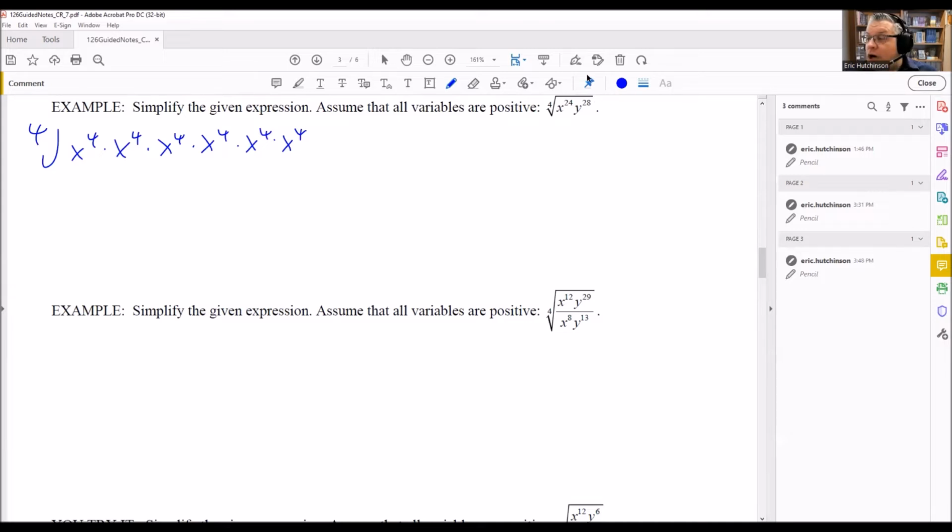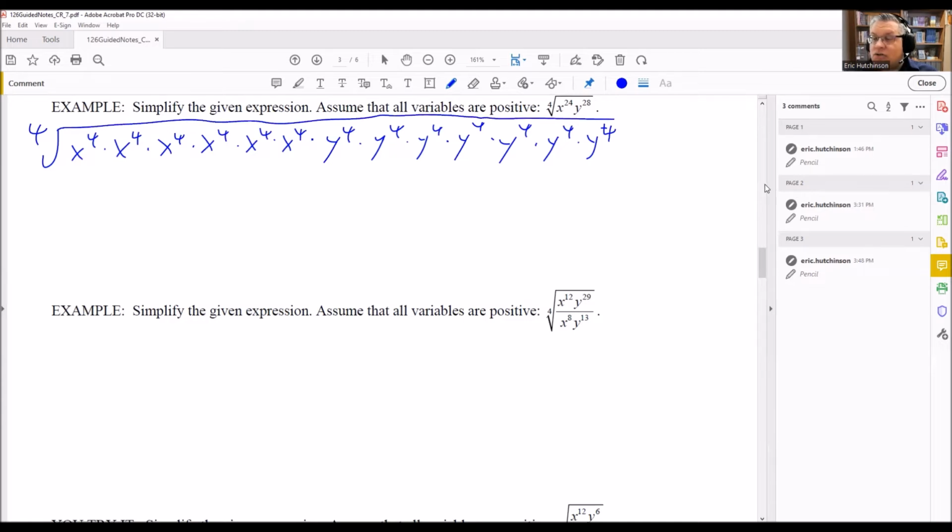I'm going to do the same thing with the y. Now, if I take 28 divided by 4, I'll get 7, which means I want to write 7 y to the fourth. So let's do that now. 5 of them, we have 6, and we have 7. Okay, so I have 7 y to the fourth. Again, if I add up all these, adding 4 seven times will give me 28. And of course, all this will be underneath the radical. So now I can draw my radical symbol over it, and so it's just one big radical that I have.